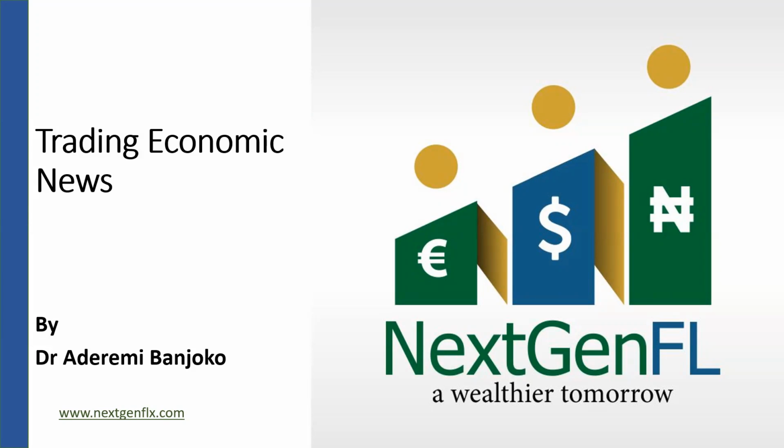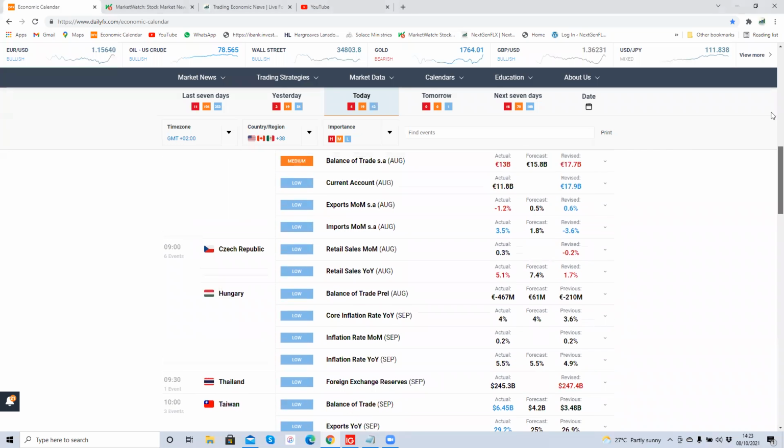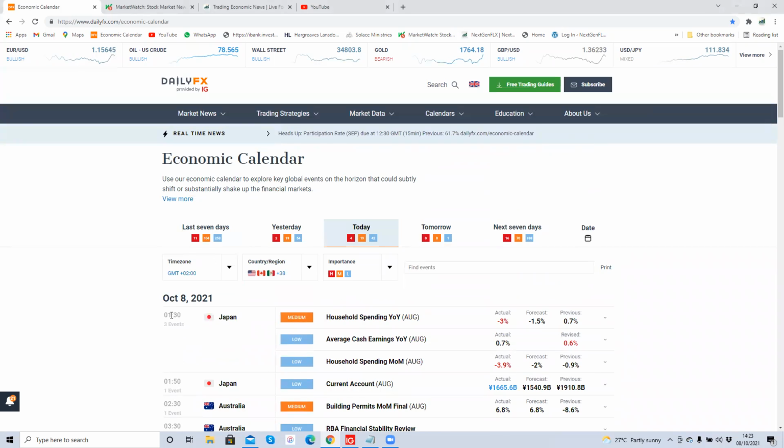We're just going to get ready for the economic announcements that will be coming out shortly. So to get started, we're just going to quickly do a recap. As usual, start off the day with the economic calendar. Today is the last day of the trading week, Friday, the 8th of October. And as usual, my economic calendar is set to GMT +2.